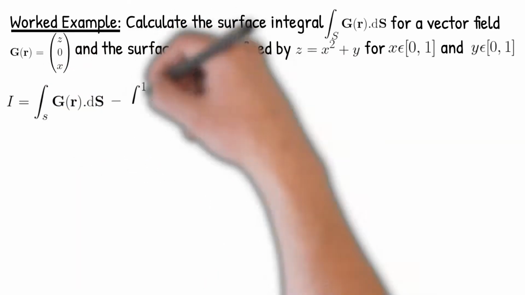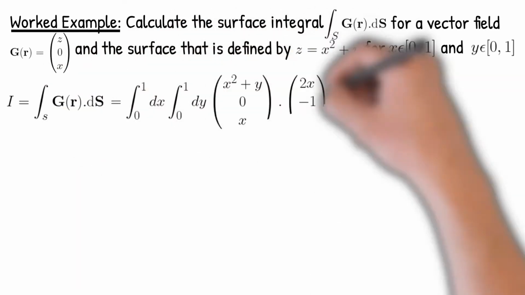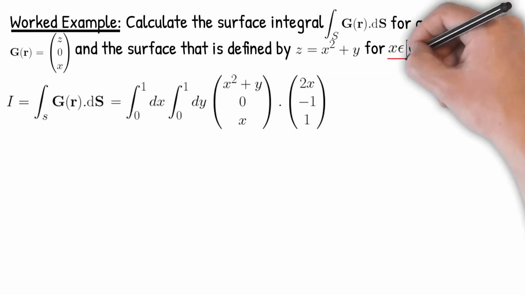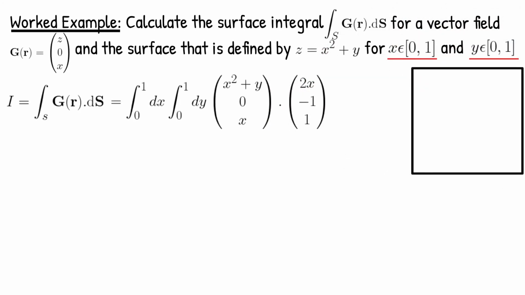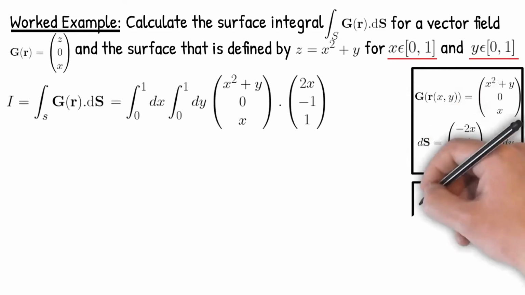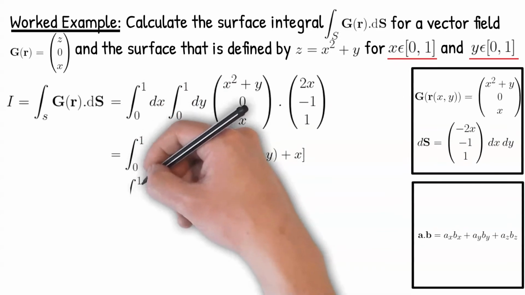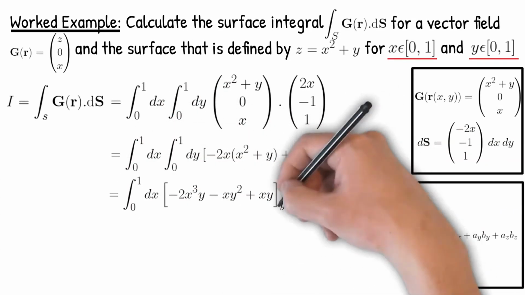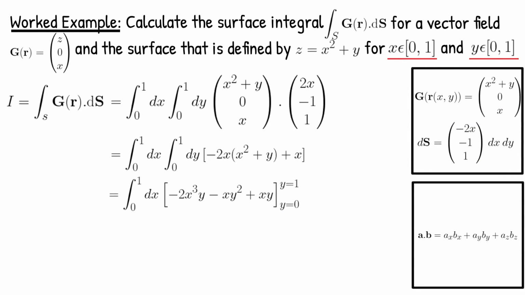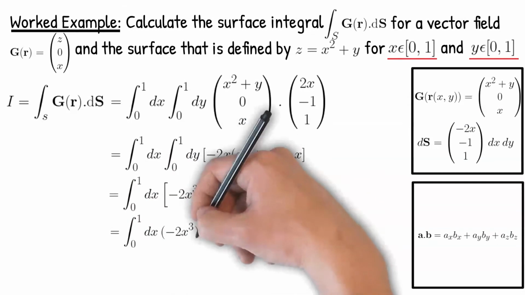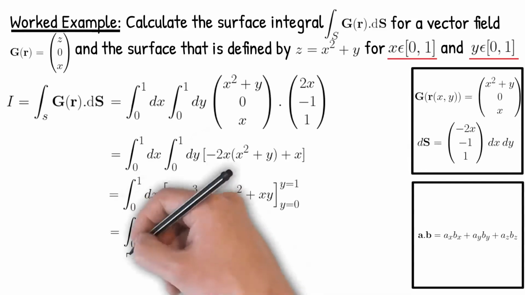We take the dot product of our two vectors and integrate the result, remembering our integration limits, where the dot product is given by firstly integrating with respect to y and substituting our y limits, and then integrating with respect to x, not forgetting our limits. And we find that the value of this surface integral is -1/2.